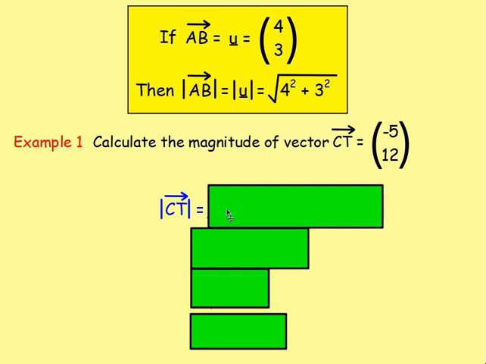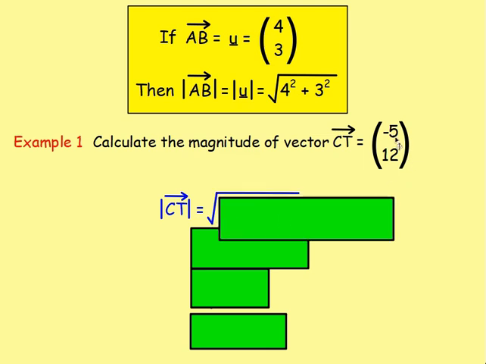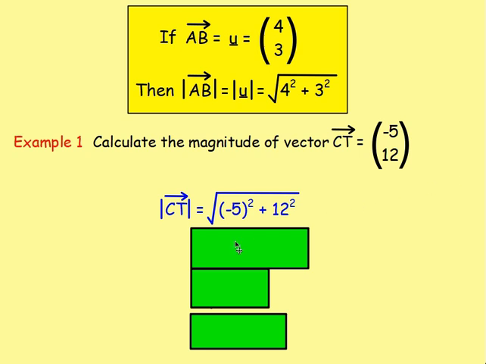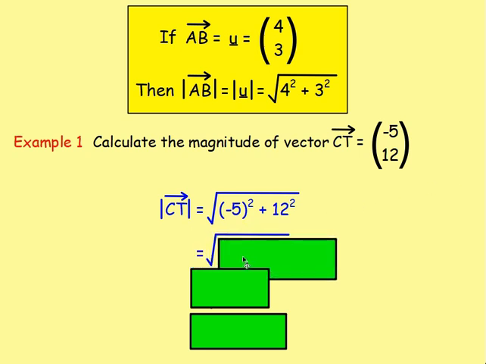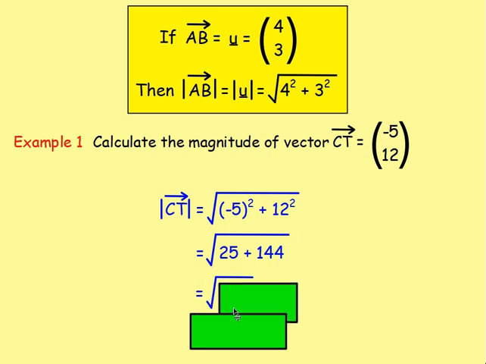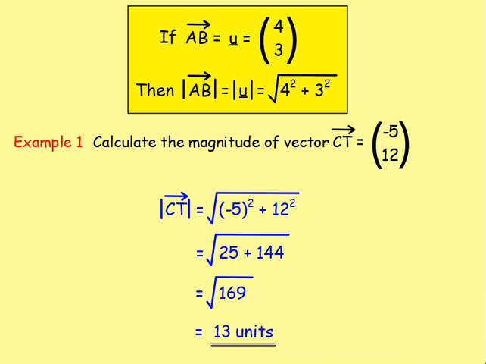Yes, very well done. What you will do is you will take the square root of, and we take each of these components and square them. So it's the -5 squared plus the 12 squared. If you start working that out, we've got the square root of -5 squared, which gives us 25, and 12 squared is 144. Add them together and you get the square root of 169. The square root of 169. Go on, Brainy. Yeah, it is 13.